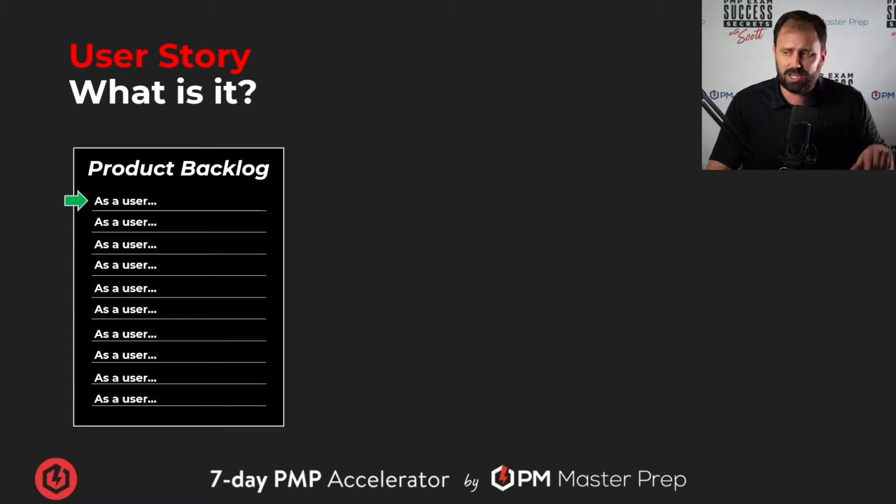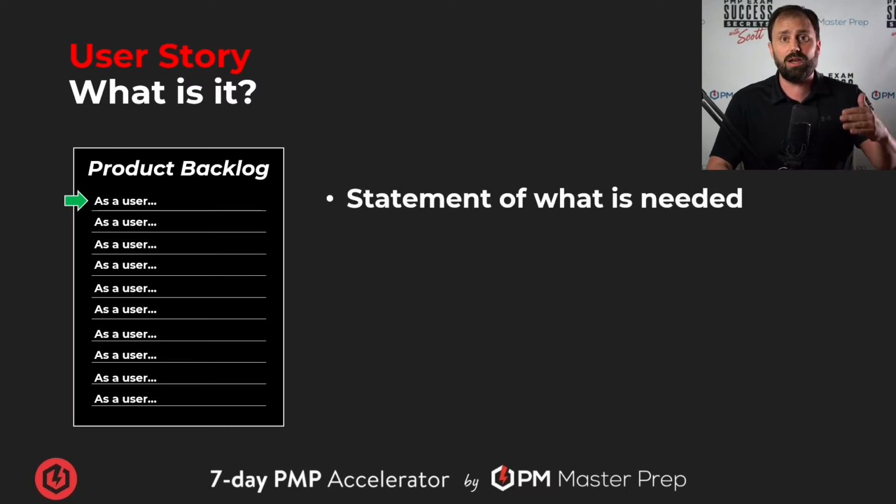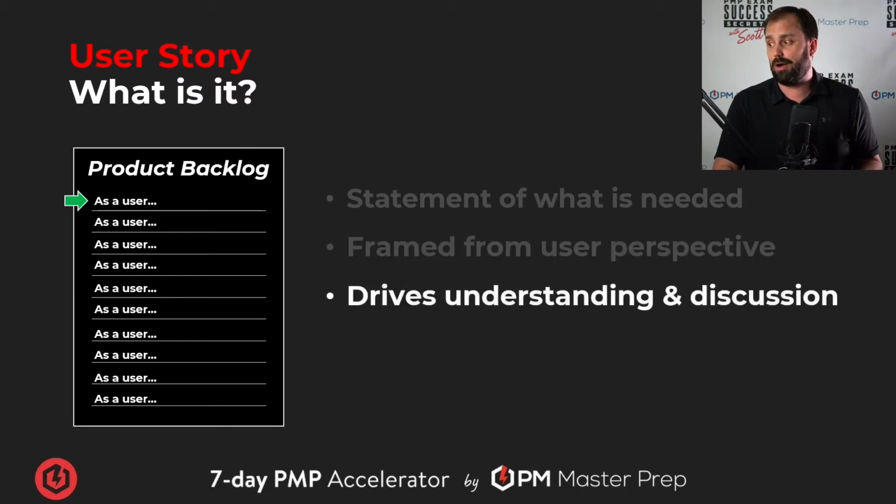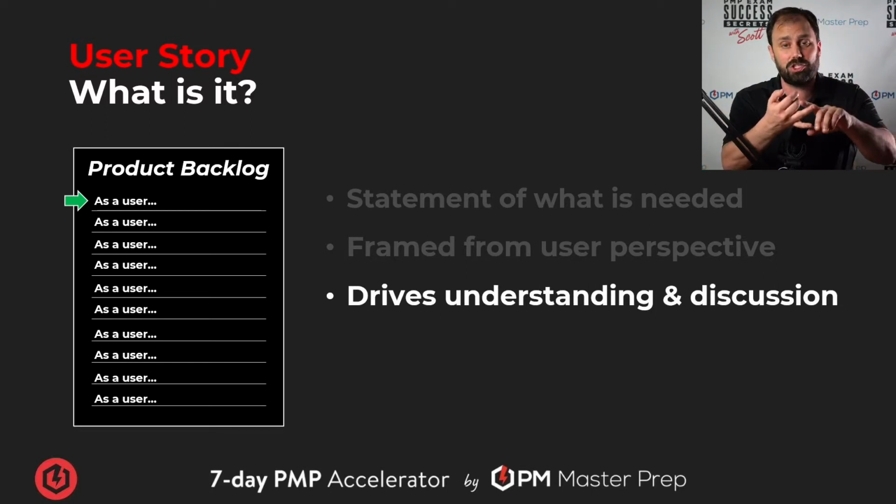Well, as we see over here, what do we see? The product backlog. And if you're listening to this, realize there's a long list of user stories. They're on a product backlog. Well, what the heck is it? They are a statement of what is needed. So a user story is a statement of what is needed. They stack up on the product backlog and they are framed, super important, from the user's perspective. So we got to see it from the user's eyes, okay? Really clear. And they are designed to drive understanding and discussion, all right?